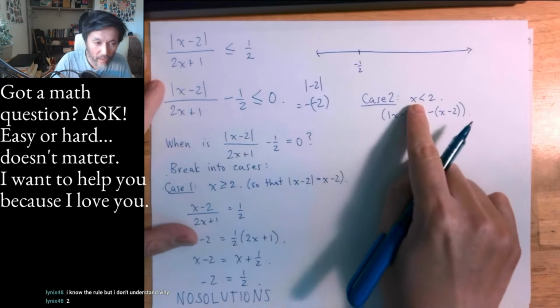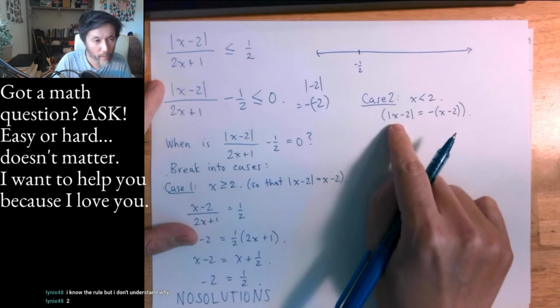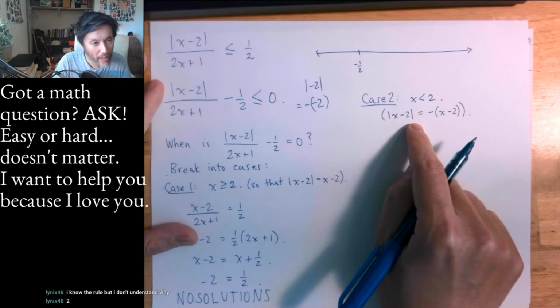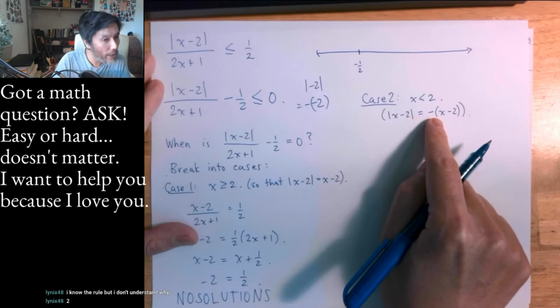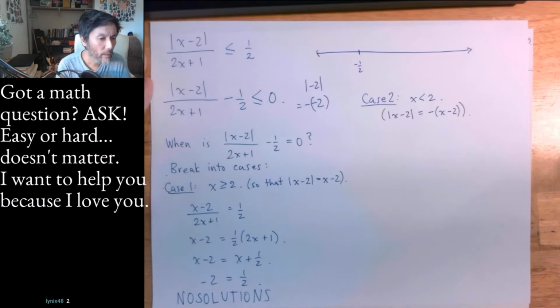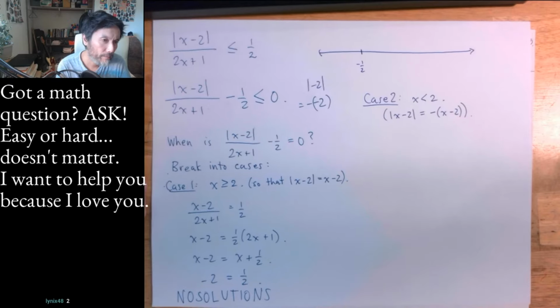So if x is less than 2, x minus 2 is negative. What do the absolute value bars do to that then? It applies another negative sign. Tell me if that feels good or bad. It makes sense. Yeah. Good.